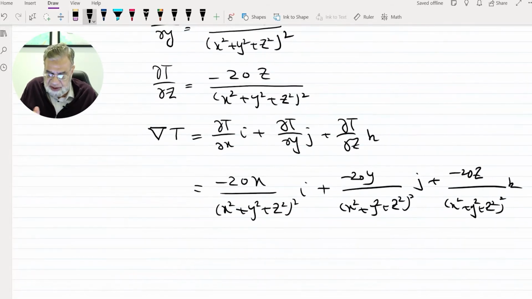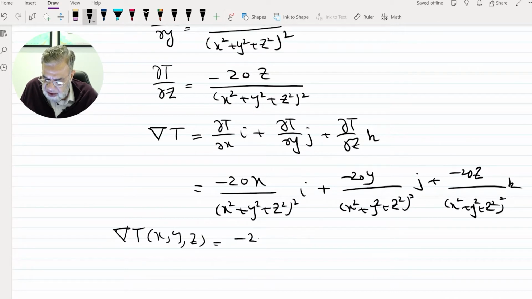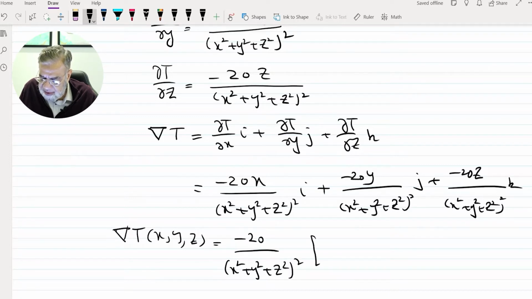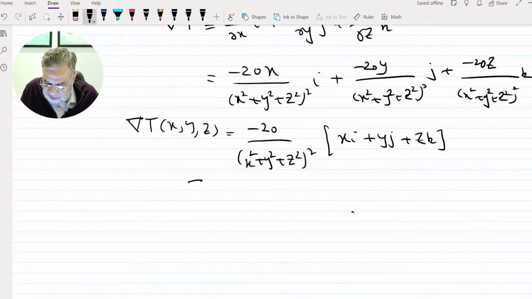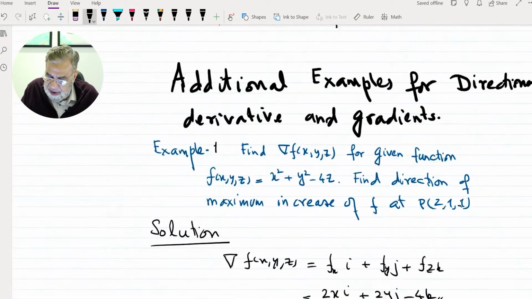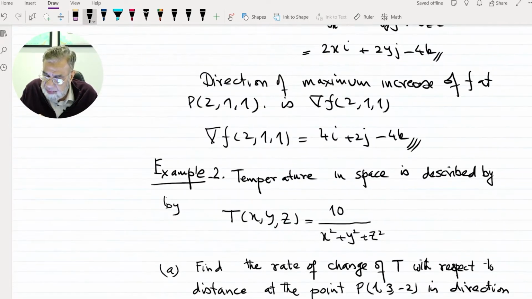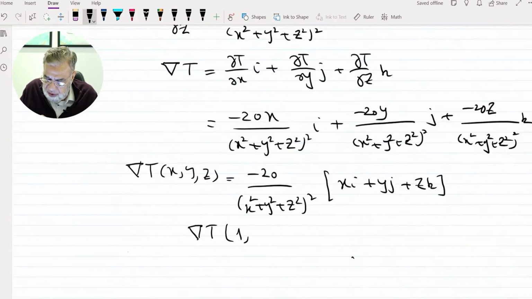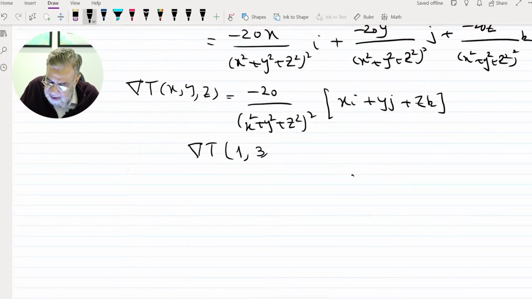Now I can simplify this by taking something common. The gradient of the function T at any point x, y and z is equal to minus 20 over (x squared plus y squared plus z squared) whole squared, which we take out, times xi plus yj plus zk. So this is my gradient at the point. We want to find the gradient of the function at the point given to me, which is 1, 3 and minus 2. So x is 1, y is 3 and z is minus 2.